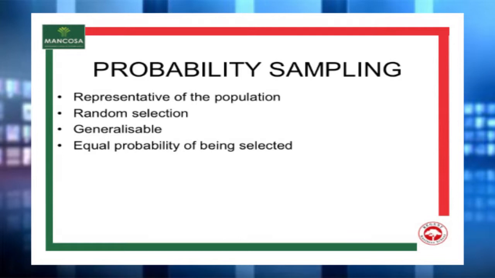Every person in the population has an equal chance or probability of being selected once included in the sampling frame. This concept of a sampling frame will become more evident when I discuss the different probability sampling techniques later on.